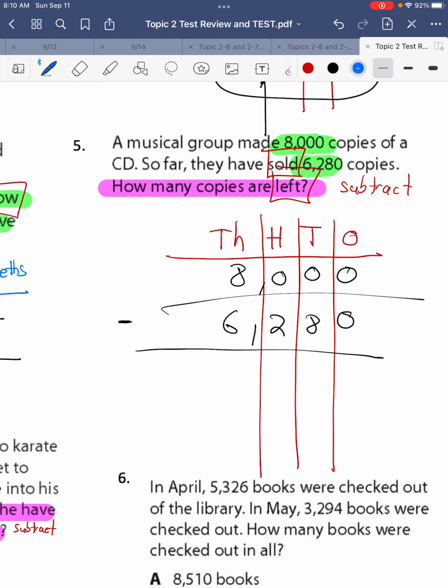I cannot do 0 minus 0. Yes, I can do 0 minus 0, 0. I cannot do 0 minus 8. And I cannot take away from the other 0. So I take away from the 8. It becomes a 7. This 0 becomes a 10. But then I got to make this 0 also a 10. So this 0 goes to a 9 now. 10 minus 8, 2. 9 minus 2, 7. Bring down my comma. 7 minus 6 is 1. This is my answer, 1,720.